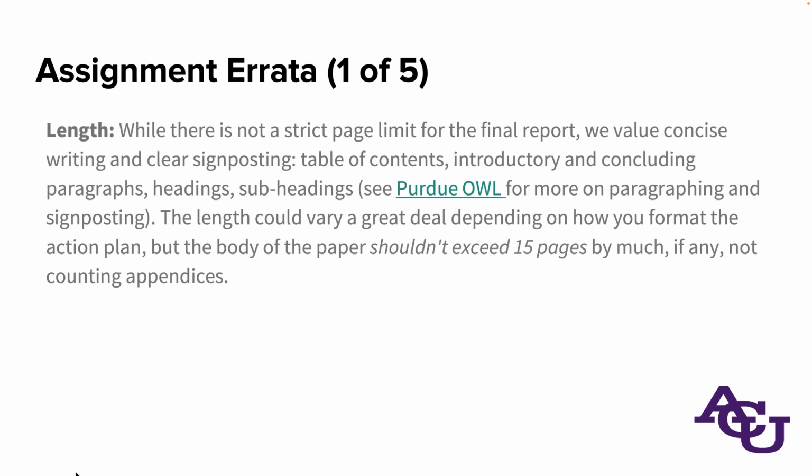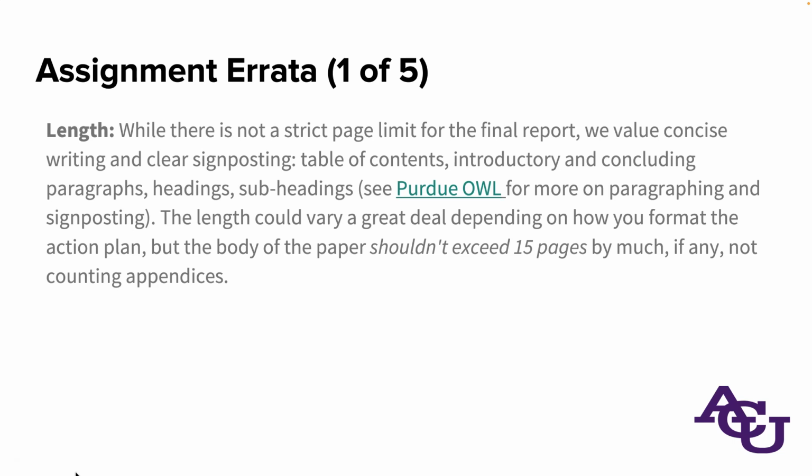So we see here, while there is not a strict page limit for the final report, we value concise writing and clear signposting: a table of contents, introductory and concluding paragraphs, headings, subheadings. The length could vary a great deal depending on how you format the action plan, but the body of the paper shouldn't exceed 15 pages by much, if any, not counting appendices. So this is saying that you should be using the different headings. There should be a clear introduction and conclusion. You should have a table of contents, which is probably something that you haven't used in the program so far. So we'll make sure to talk about that.